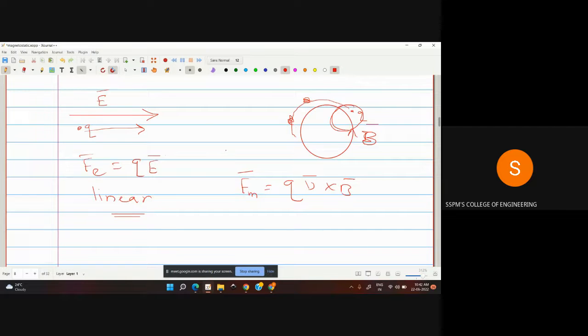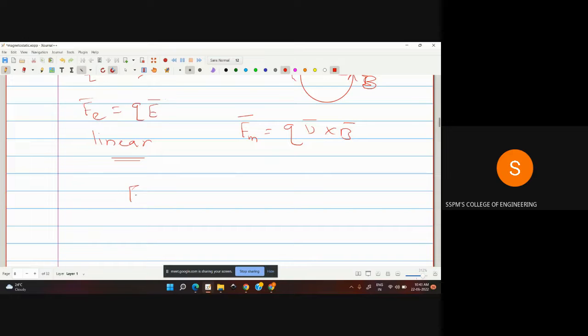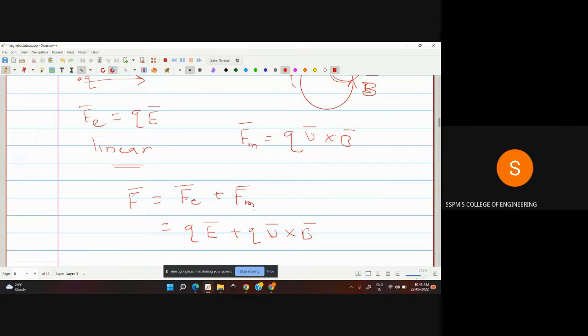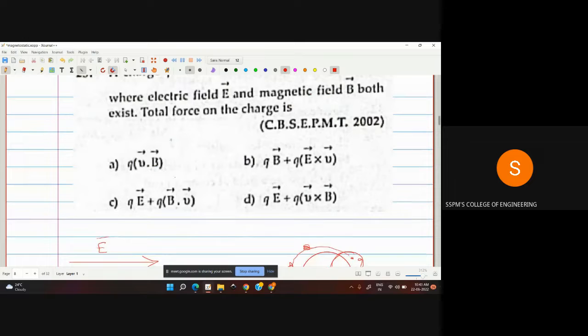Now what will be the total force? The total force in the presence of both electric and magnetic field. Use superposition theorem, Fe bar plus Fm bar. It is equal to Q E bar plus Q into V bar क्रॉस B bar. ऑप्शन काय काय दिलेले आहेत बघा. आता हा ऑप्शन करेक्ट नाही, कारण इथे डॉट प्रोडक्ट वापरलेला आहे. B हा सर्क्युलर पाथ मध्ये असतो, आणि सर्क्युलर पाथ मध्ये जर एखादा वेक्टर असेल तर you cannot use dot product.